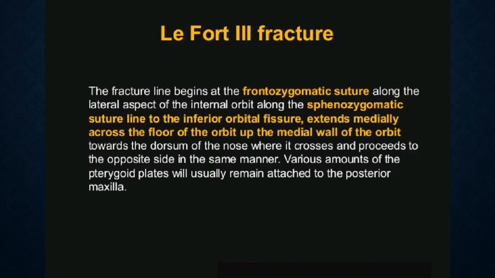The fracture line begins at the frontozygomatic suture along the lateral aspect of the internal orbit, along the sphenozygomatic suture line to the inferior orbital fissure, extends medially across the floor of the orbit, up the medial wall of the orbit, towards the dorsum of the nose where it crosses and proceeds to the opposite side in the same manner. Various amounts of the pterygoid plates will usually remain attached to the posterior maxilla.